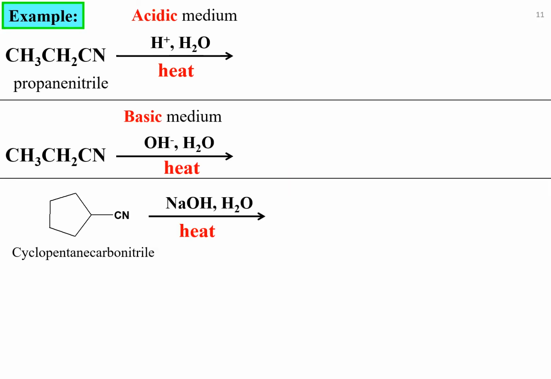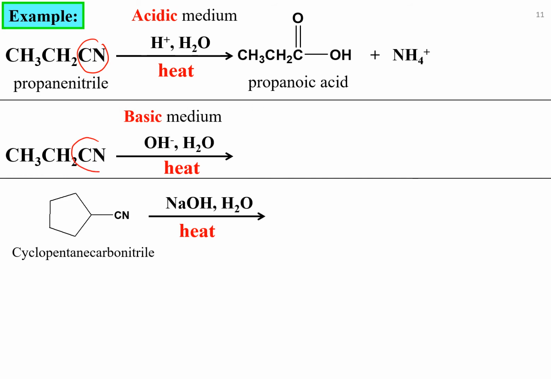Okay, look at the example, propanenitrile, acidic medium or acidic hydrolysis. The cyano group will be converted to carboxyl group. So for propanenitrile, we get propanoic acid. The byproduct is ammonium ions. Using the same reactant, undergo basic hydrolysis. The cyano group will be converted to COO minus, which is a carboxylate ion, and the byproduct is ammonia.